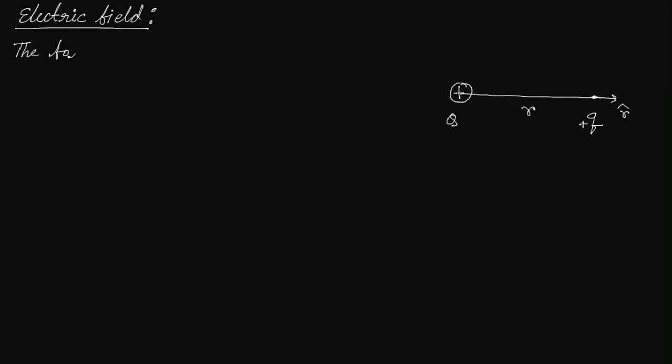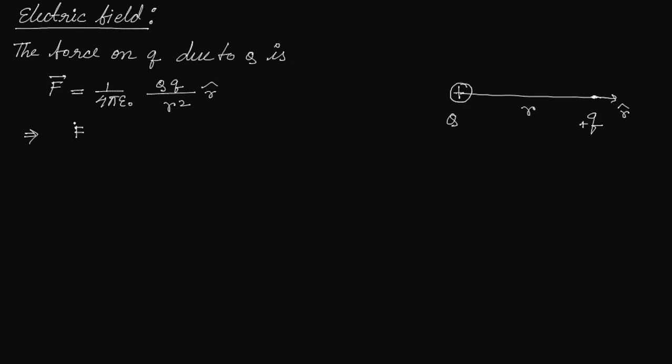So right here, the force on small q due to capital Q is F equals 1 by 4 pi epsilon naught, capital Q small q divided by r square into r cap. And now if I divide this force by small q, then what will we get? F divided by q is equal to 1 by 4 pi epsilon naught capital Q divided by r square into r cap.